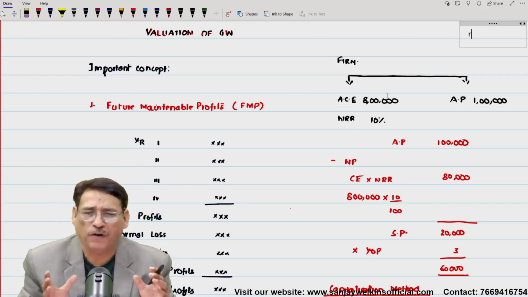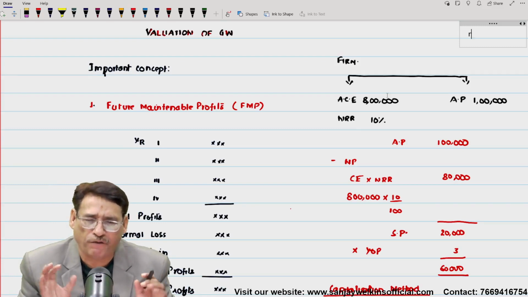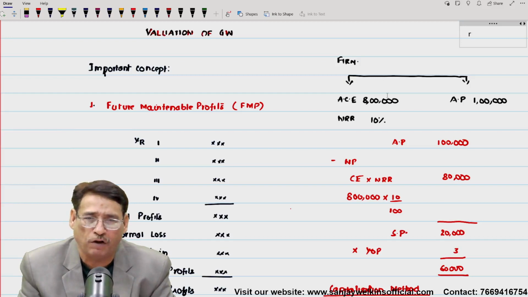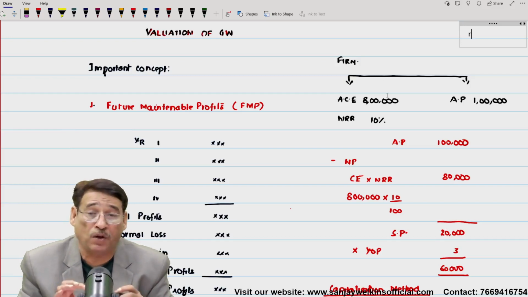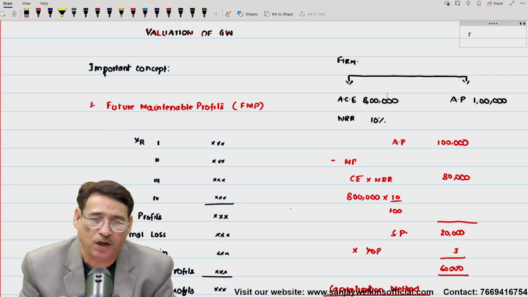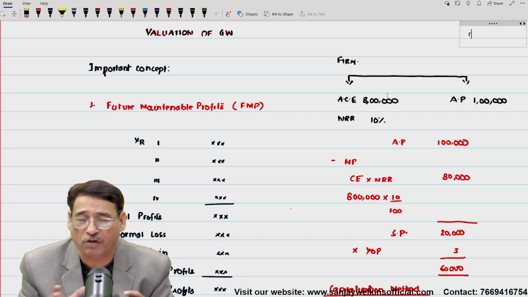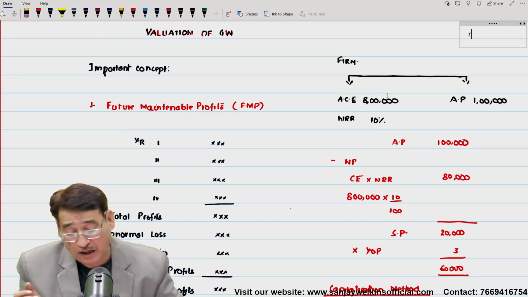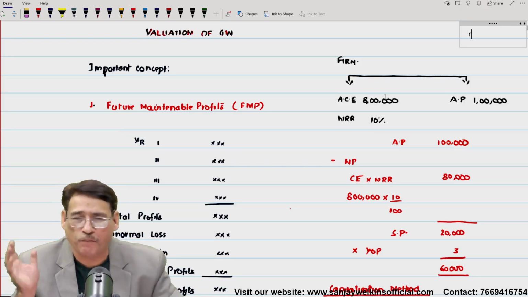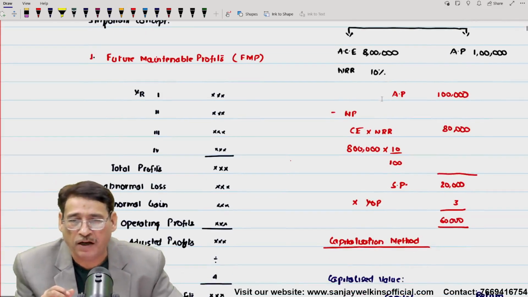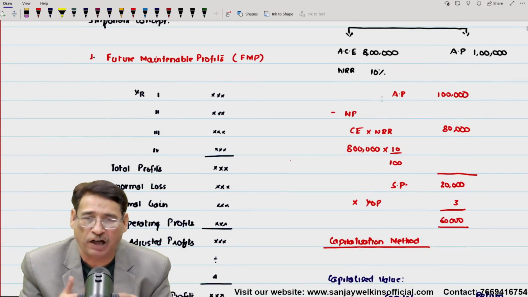Whenever the valuation of goodwill is done, store it in your mind, the first step at this level is that you are going to compute the future maintainable profits. We'll talk about what exactly the future maintainable profits are and why we compute them for the valuation of goodwill. But first we need to learn how it is computed. Now, let us say there is a party by the name of Mr. A, and let us say it is selling its business to another party B. Correct? And both the parties are interested in valuing the goodwill.